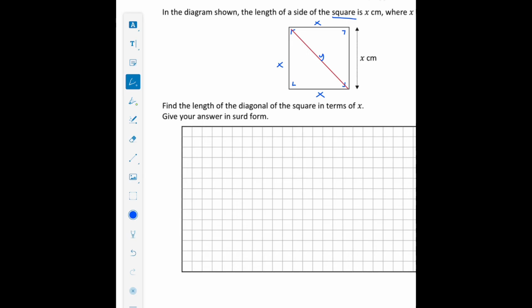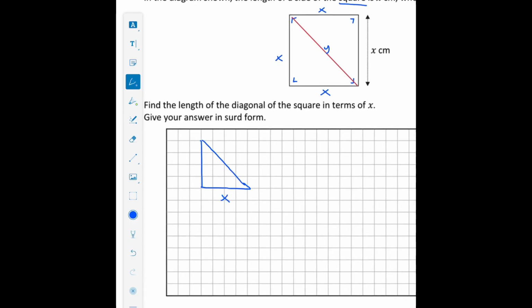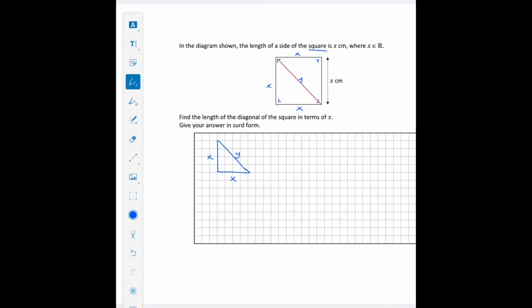Now, by drawing in that diagonal, I've essentially made two triangles. Okay, so we're going to draw out the left-hand side triangle there. Okay, this bottom side here is x, this side here is x, and this side is y. Okay, my right angle here. Now, in terms of x, right, what does that mean? We see this bit in algebra. We want x in our answer.